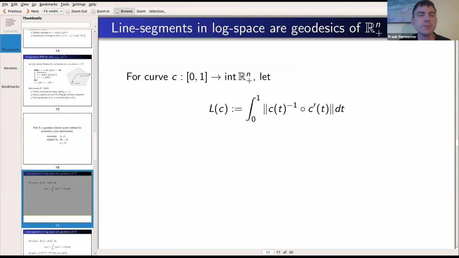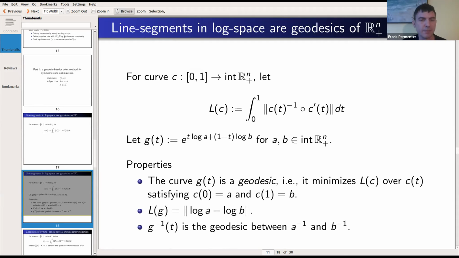The first thing we need to do is reinterpret line segments in log space. In particular, we reinterpret them as the minimizers of a particular arc length defined here on the slide. This measures the length of a curve inside the non-negative orthant by weighting differential changes in the curve by the inverse of the current value the curve is taking. The multiplication operation indicates element-wise multiplication, and the inverse denotes element-wise inversion. The minimizers of this arc length, or the geodesics, if you will, are precisely exponentiated line segments in log space.